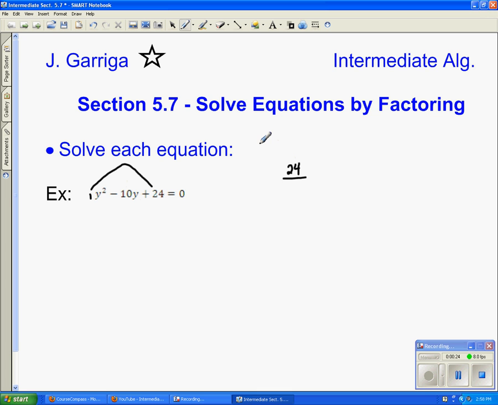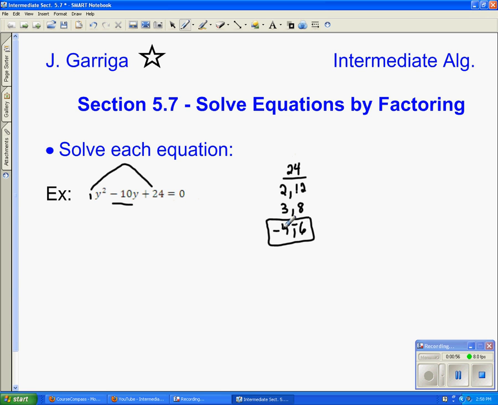So let's just work with factors of 24. 2 times 12 is 24. 3 times 8 is 24, and 4 times 6 is 24. Let's just stop there and see if anything works. Now, I need them to give me a negative 10. Well, 4 and 6 can give me a 10, but I need it to be negative. So that means both of them get to be negative, and I need to check. Negative 4 times negative 6 is a positive 24. Negative 4 plus negative 6 is a negative 10.